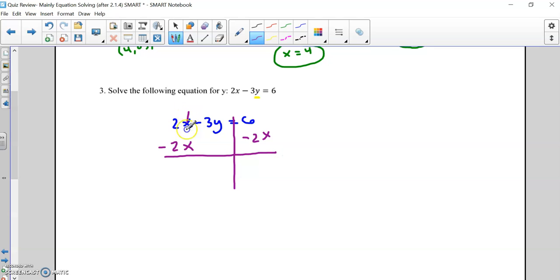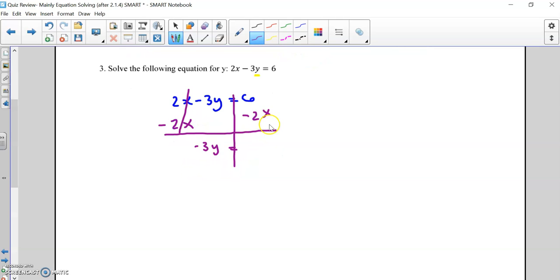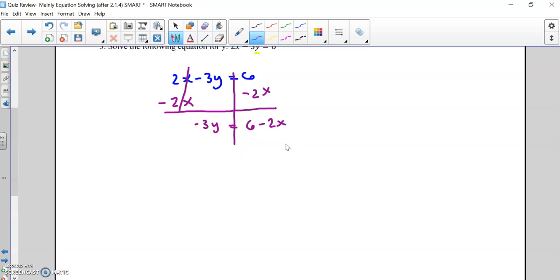What's really important here, and this is what everybody always messes up, is that when we do 6 minus 2x, we cannot just call that 4, right? 6 and 2x do not combine, so we literally just leave it as 6 minus 2x. Okay, and then the last step is to divide both sides by negative 3, because remember, our goal is to get y completely by itself.